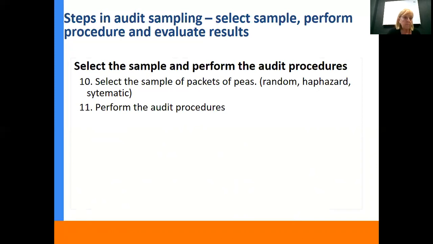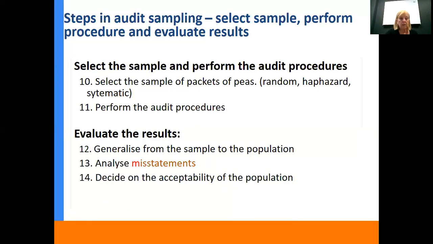And like I said, the majority of auditors don't use statistical sampling, they use judgmental sampling. Then I perform the audit procedures and evaluate the results. So I generalise from the sample to the population, and I analyse the misstatements and decide on the acceptability of that population. So I say, I've got 10% errors in the sample, I have to take account of my sampling risk. Could be there are more than 10% in the whole population. I analyse the misstatements and decide whether or not I can accept these numbers. Are they materially misstated or not?